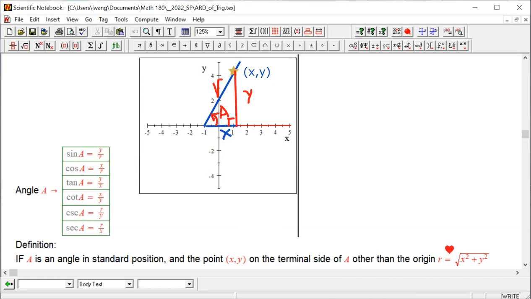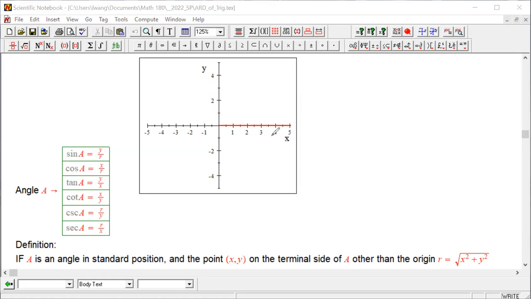Okay, so I'm going to redraw the picture because it messed up a little bit. So once again, A is the angle measured in standard position. That's the angle A.